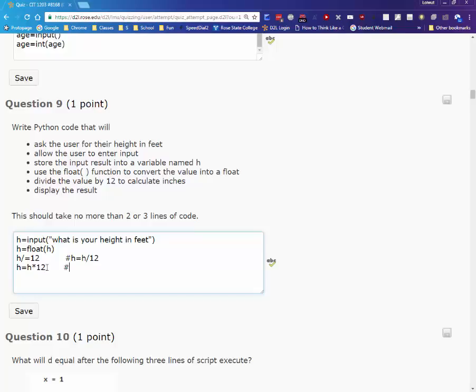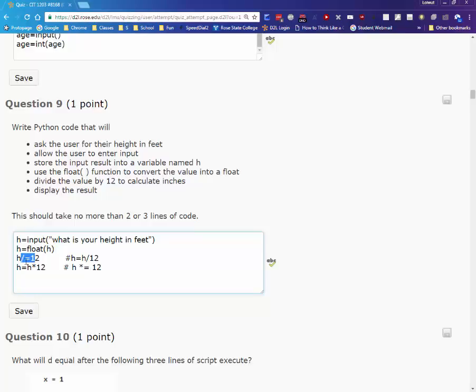H is equal to H times 12 could be reworded as H times equals 12. That means, excuse me, not plus equals, times equal. That means the same thing. You could put a space there if you wanted to. Don't need to. So this is the same. This H equals H times 12 is the same as H times equals 12. H is equal to H divided by 12 is the same thing as H divided by equal 12. So it's just a shortcut nomenclature.